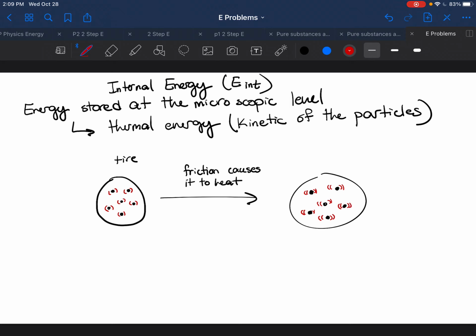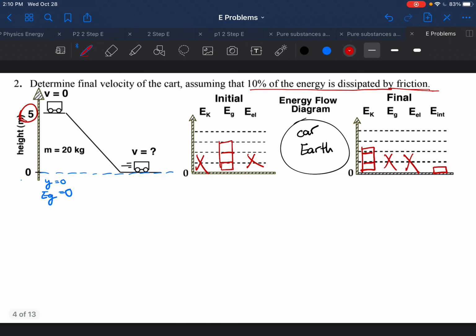So the particles in the tire now have more internal energy. The molecules have taken some of the gravitational energy that was transferred into them by friction, heating them up and increasing the internal kinetic energy of the particles. So that's where that energy goes. Friction here took 10% of the energy as it's going down the hill and just transferred it internally to the system in terms of particle motion.